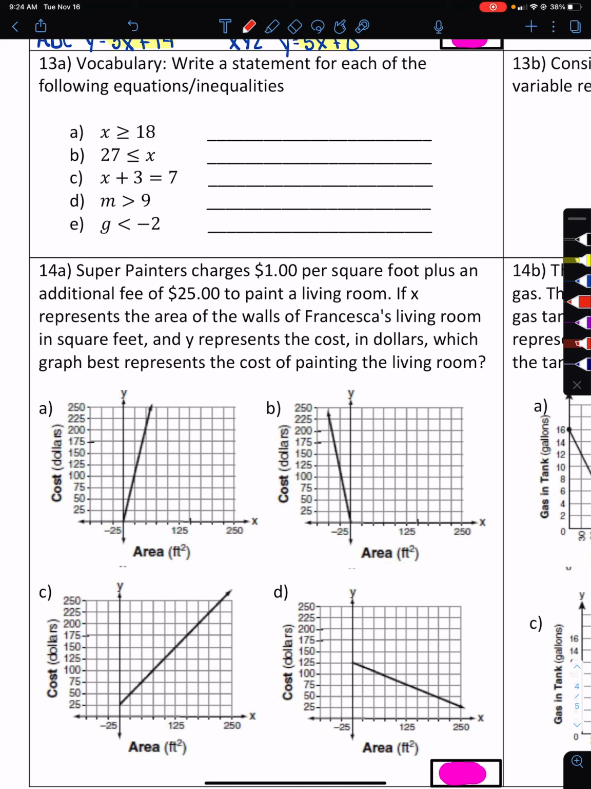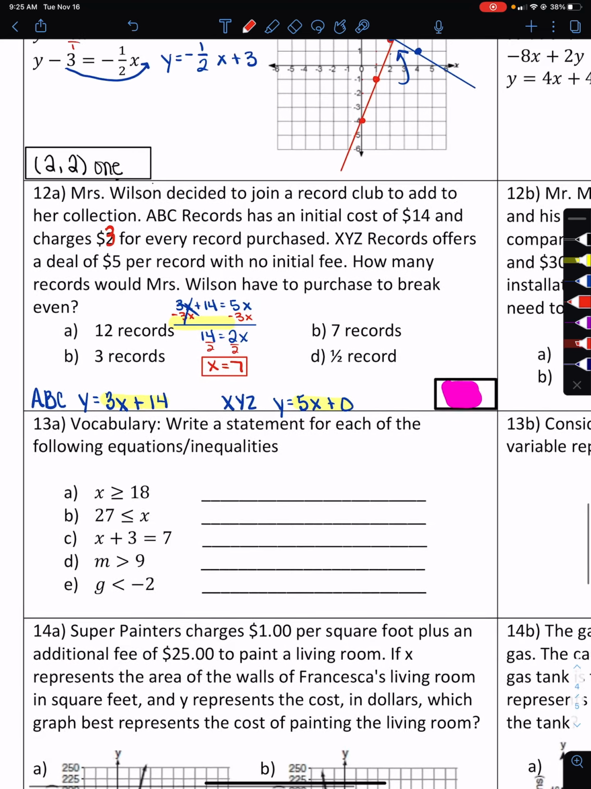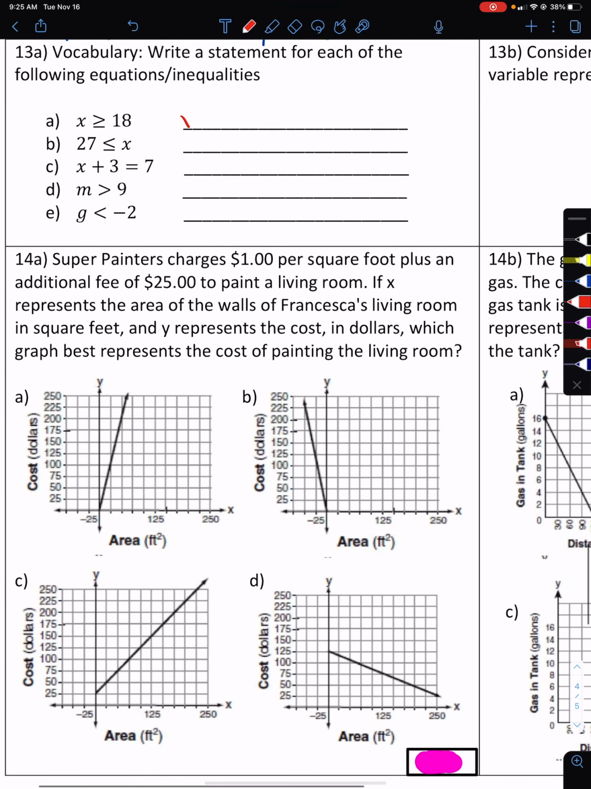Okay, 13A, vocabulary. Write a statement for each of the following equations or inequalities. So for A, this would say that x is greater than or equal to. Okay, remember that equal to. If you just say greater than, that would be incorrect. X is greater than or equal to 18.